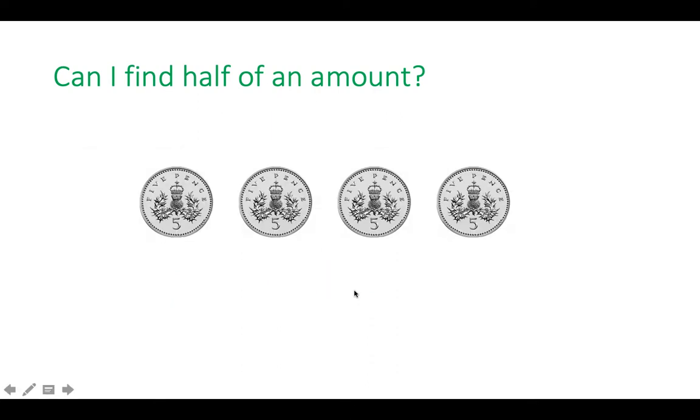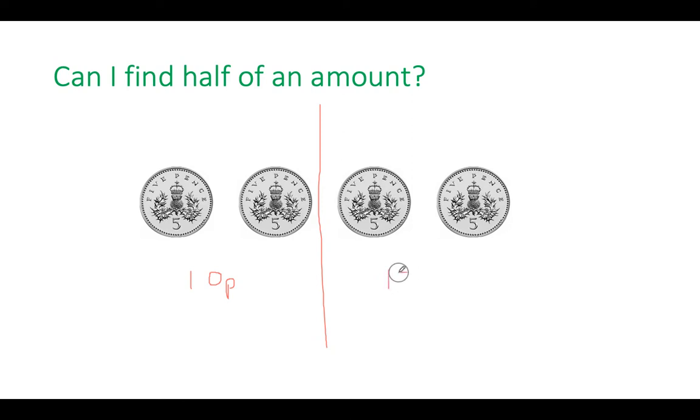Now we've got another one. Okay, so again, we're going to split it in half and check. So count up in tens, 10, 20. Have we got 20p here? No, we haven't, because these are not 10p coins, are they? What coins are these? They're 5p coins, okay? So if we count up in our 5s, we've got 5, 10. Okay, so on this side we've got 10p. On this side we've got 10p as well.